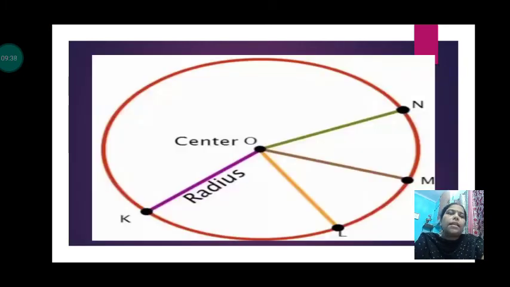Now let us see in the next figure. So all radii like this: OK, OL, OM, ON, all are radii of the circle. And the length of OK will be equal to ON, will be equal to OM, will be equal to OL, because the radii have the same length overall.